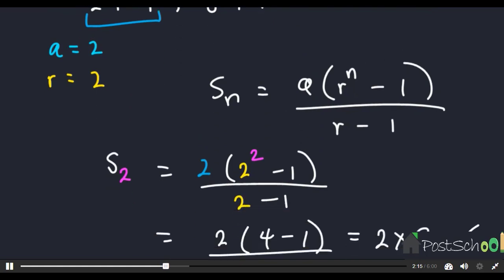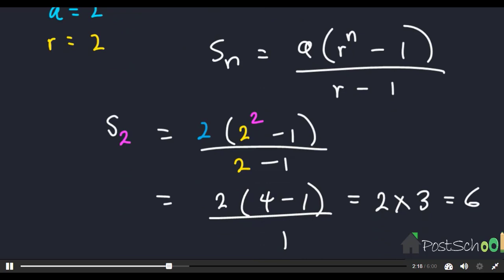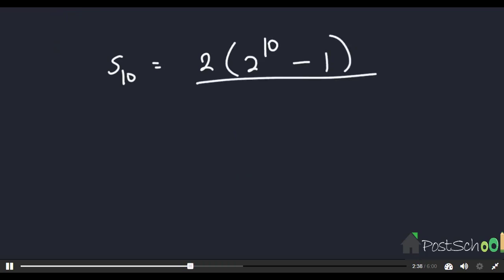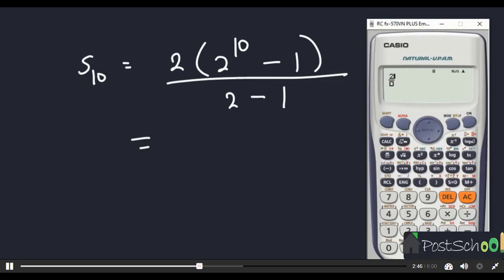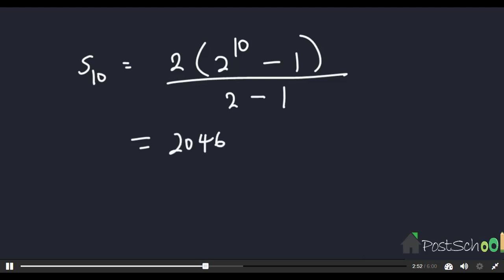But then we can use this to calculate and find larger sums, like 10 terms of the series. We can sum those by using the formula. So let's do S10. S10 is going to be a is 2, r is 2 to the power 10, the number of terms, minus 1, over 2 minus 1, and we can use our calculator to evaluate that. Okay, so this is 2046. That's S10.